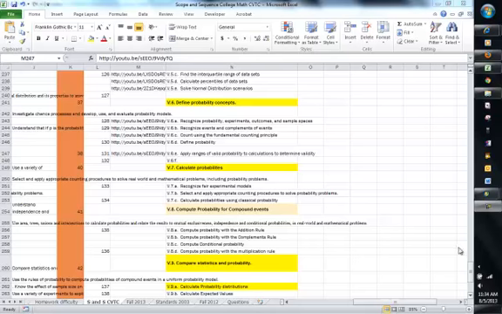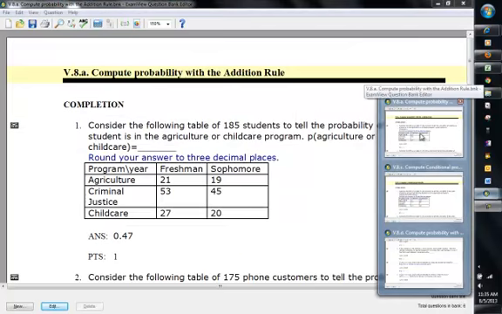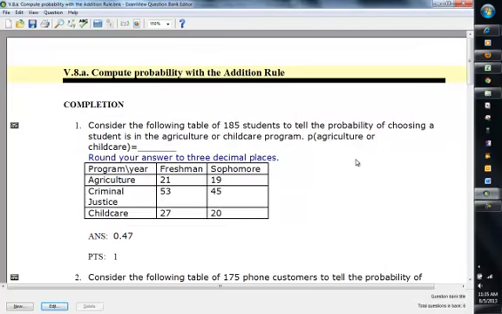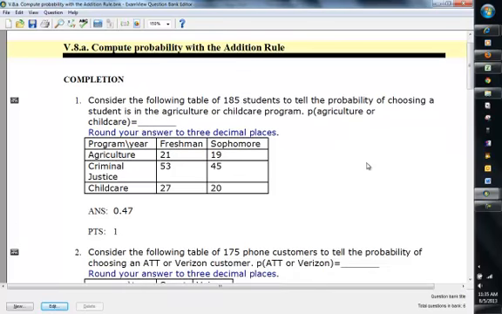We're doing computing probability for compound events. That is when more than one thing happens at the same time. The first one to consider is the addition rule. Well, let's look at this first one.